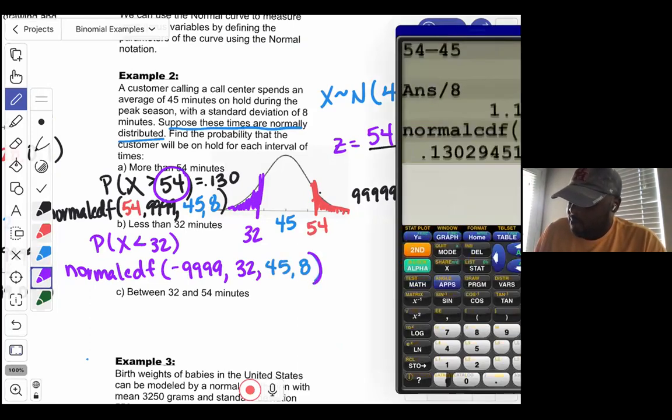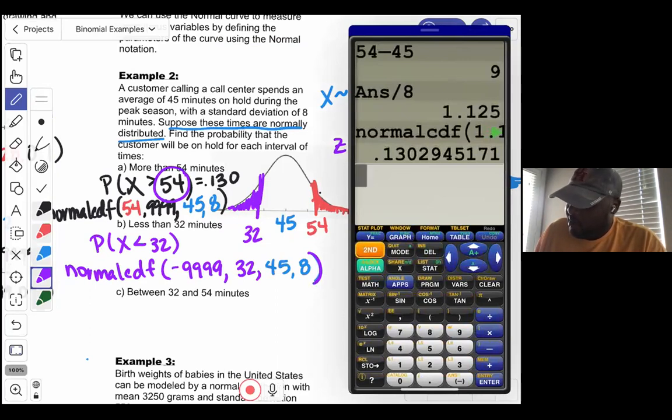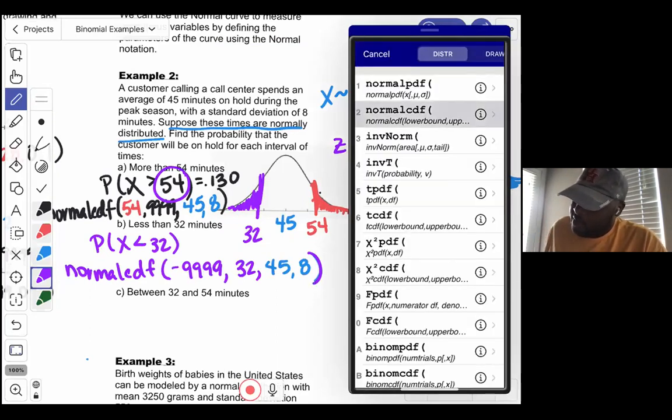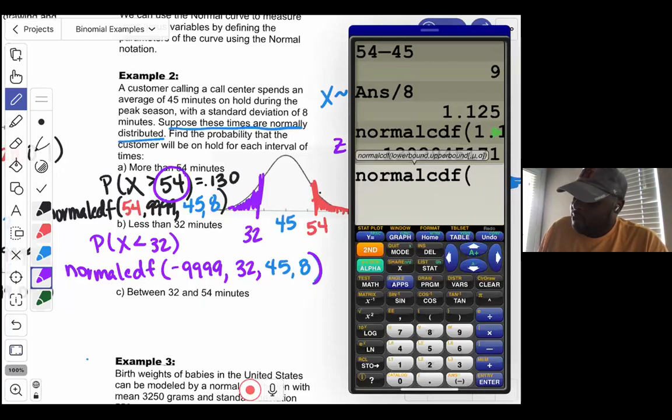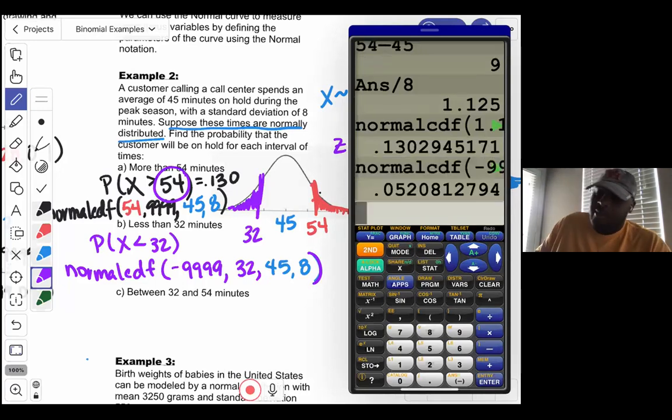So again, our calculator, second bars, normal CDF, negative 999, upper bound 32, 45, and 8. Type that in, and I get this right here, 0.052.